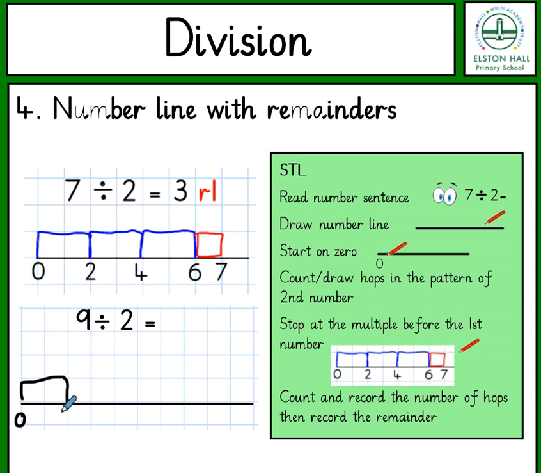So 0, 2, 4, 6, 8. Now I have to stop at 8 because if I went any further in my multiples of 2, I would go past the number 9. So I have to stop at the multiple before I reach the first number. In this case it's 8.